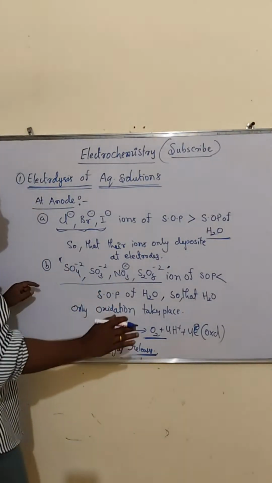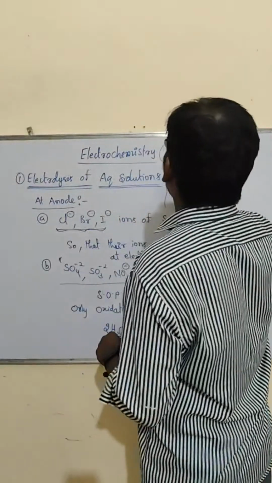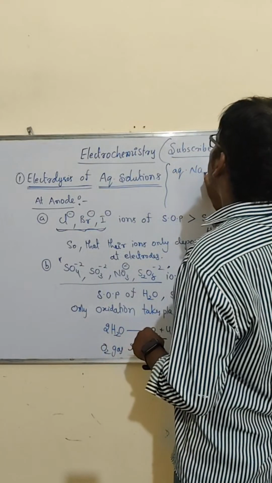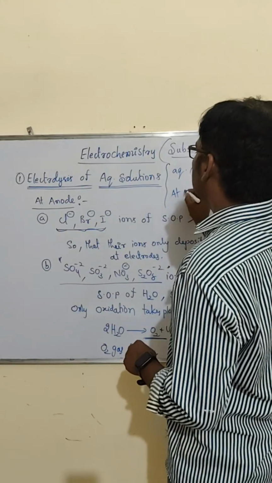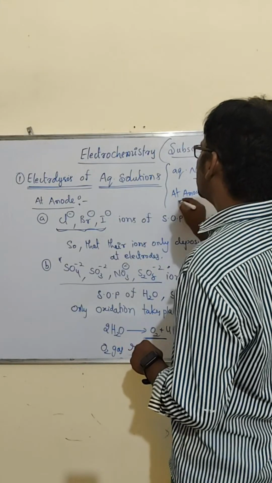For example, one of the examples I will mention here: aqueous Na2SO4 is there, my dear students. At anode, what happens?